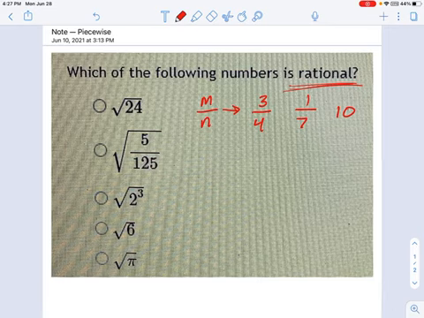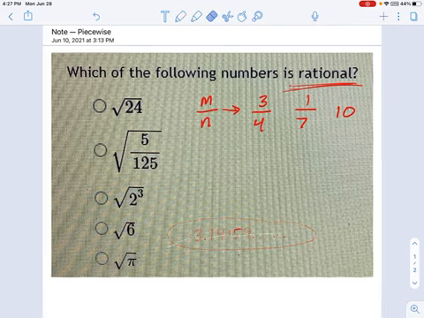Now, there are plenty of things in math that are not rational, like the number pi. Remember what pi is? Pi is 3.14159, and that's where I stopped memorizing it. But it goes on and on and on forever. And you can't write a decimal that goes on forever as a simple fraction, typically. There are some exceptions, but this is an irrational number. It doesn't fit nicely into some number divided by another number.